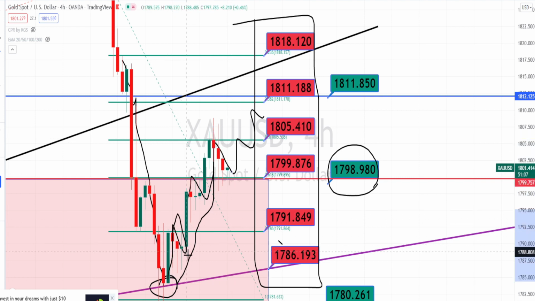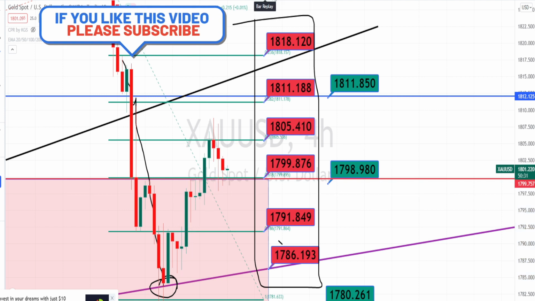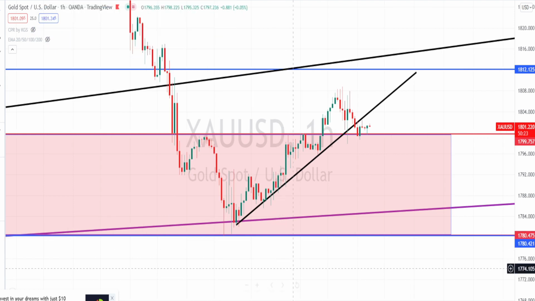It is forming a very nice bullish wave formation. Let us do the analysis in hourly time frame. I'm in hourly time frame now. So currently in hourly time frame, you can notice that I have drawn a trend line over here.